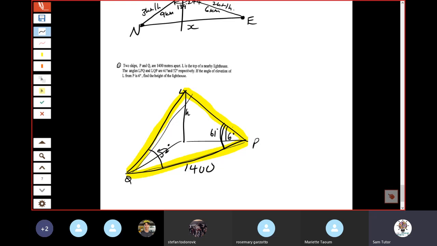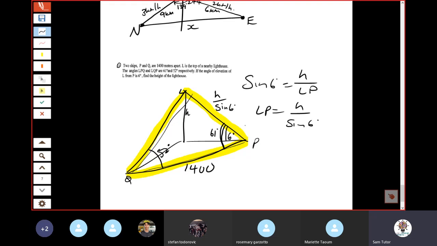All right, let's go. I'll need to find this one here. Opposite over hypotenuse, what's that going to be? That's going to be sine. Sine 6 degrees is equal to opposite, which is h, over hypotenuse, which would be LP. So LP equals h on sine 6 degrees. So this bit here is equal to h on sine 6.